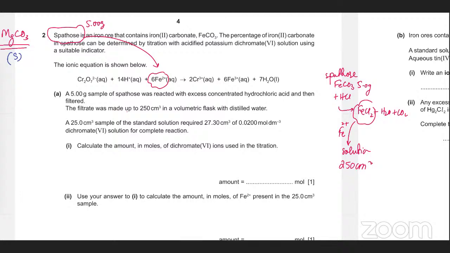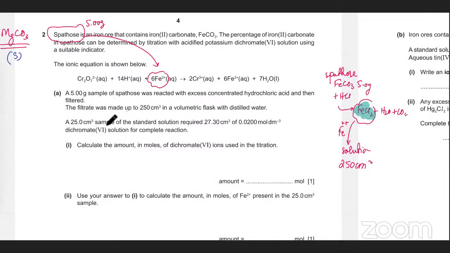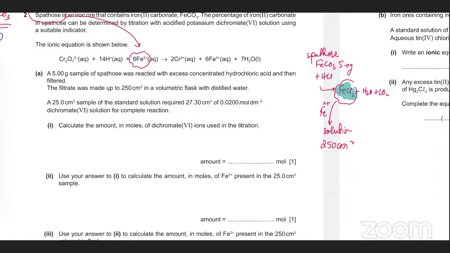Okay, so he's just trying to get pure FeCl2. So he's filtering out the other things, whatever solids are in the ore, the rocks etc. All of them are getting filtered out. So you're getting a pure solution of Fe2 plus now, and it's 250 cm3. He added water and made it up to 250 cm3. Now a 25 cm3 sample of this was titrated. So he takes a 25 cm3 sample of this, which contains Fe2 plus, takes it into a flask and titrates it.